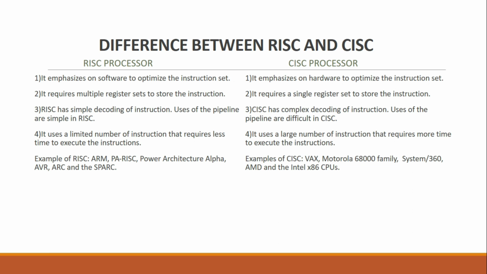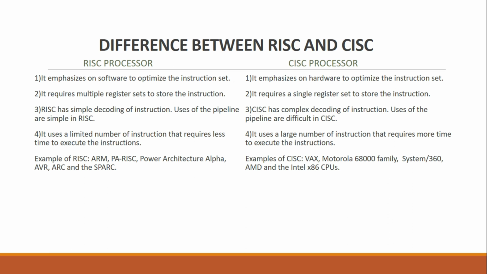Difference between RISC and CISC. A RISC processor emphasizes software to optimize the instruction set, but a CISC processor emphasizes hardware to optimize the instruction set. A RISC processor requires multiple register sets to store the instruction. A CISC processor requires a single register to store the instruction. RISC has simple decoding of instruction and the use of the pipeline is simple. In CISC, the use of pipeline is difficult and it has a complex decoding of instruction.